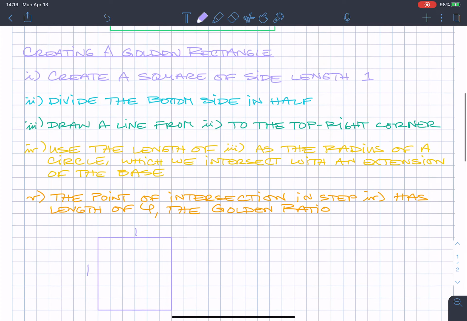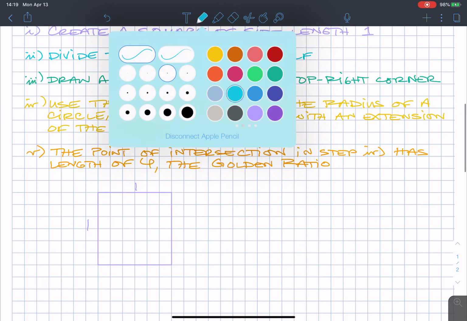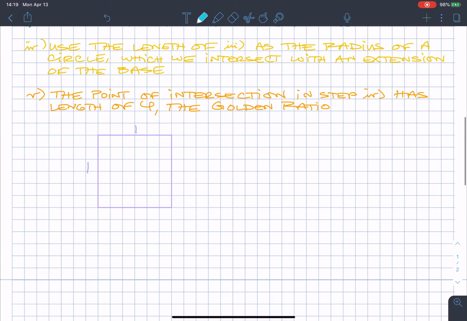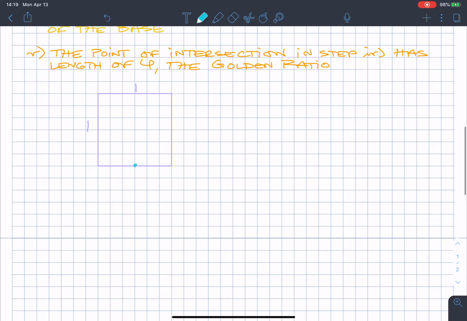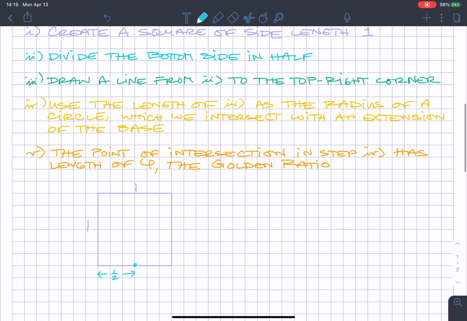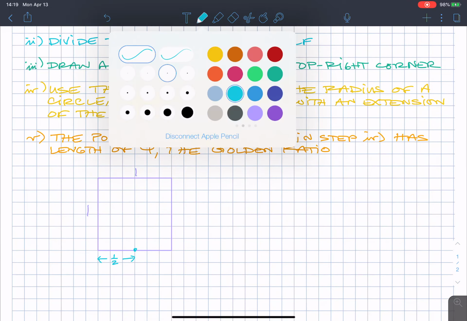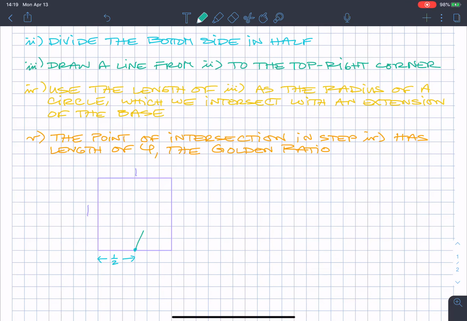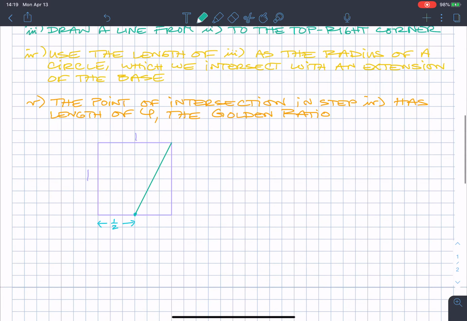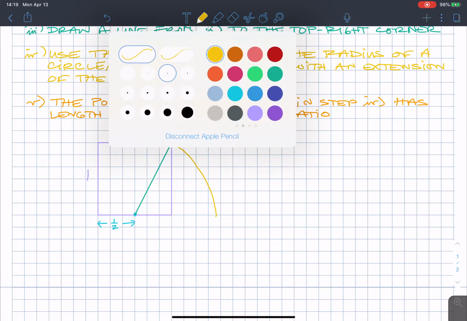So step 2 was to divide the bottom in half. Okay, so now I know that this is 1/2 to here. Step 3 is to draw a line from that point to the top right corner. Step 4 is to have that length be a radius of a circle, which I'm going to extend down to an extension of the base.